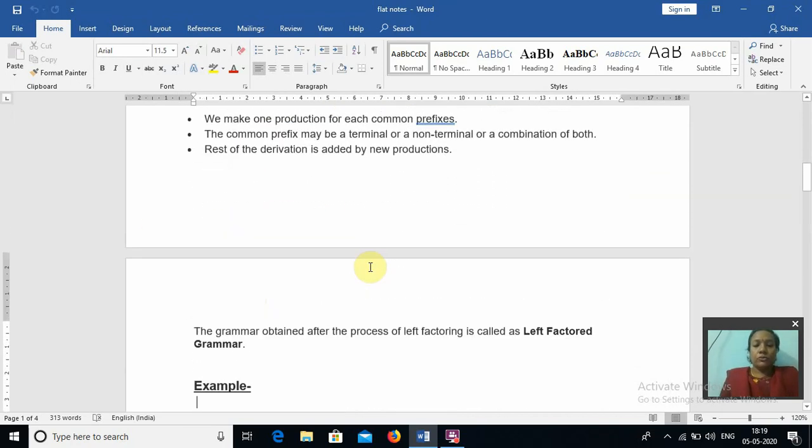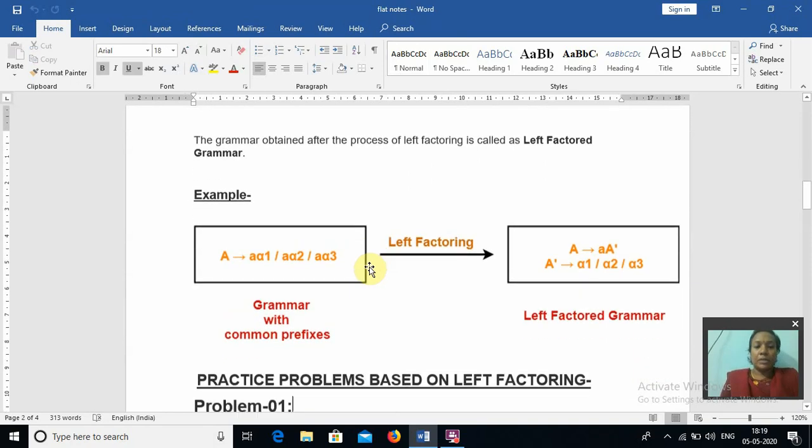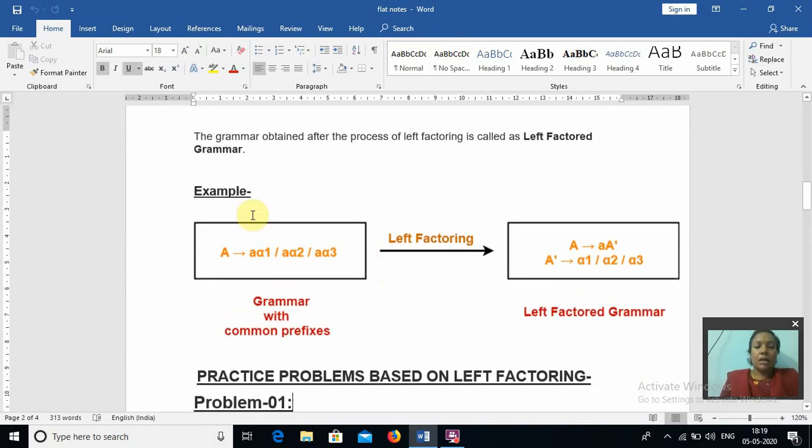Okay, so first let's go with the diagrammatic representation. This is the grammar with the common prefixes. After left factoring we have this kind of left factored grammar. Here the common prefix is A, and alpha 1, alpha 2, alpha 3 are the remaining parts of the production rule. So A goes to A followed by a new non-terminal A1. Then we have to define A1, which is nothing but alpha 1, alpha 2, alpha 3. So after A we define the remaining part here.